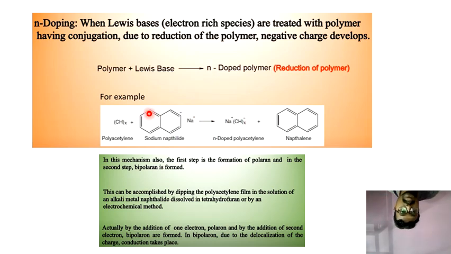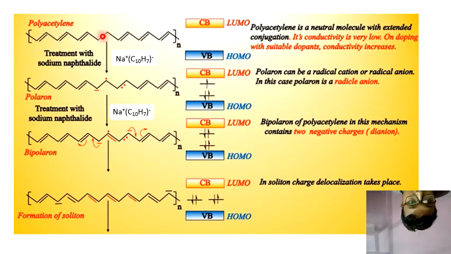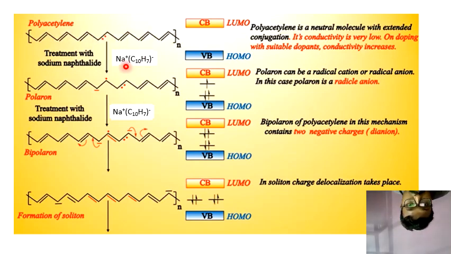Similarly, in the case of n-doping, we have to create negative charge. We have to use a Lewis base, for example, sodium naphthalide. Now, what is the mechanism? The mechanism is very simple. Again, the polyacetylene molecule. There is a double bond represented by two electrons. Now, when we are using sodium naphthalide, an extra electron from sodium naphthalide will go to the polymer.